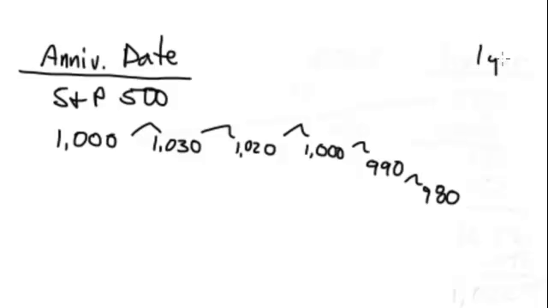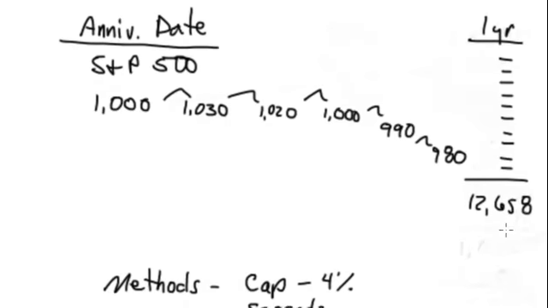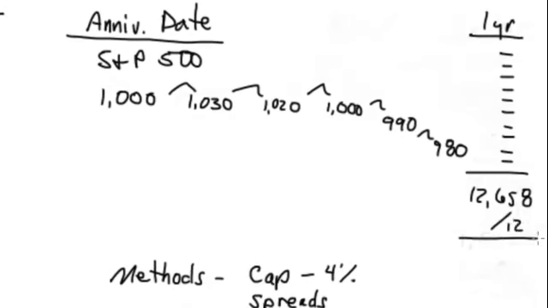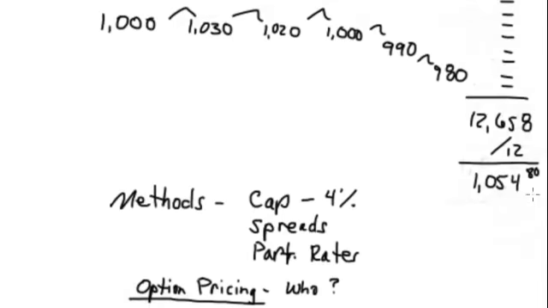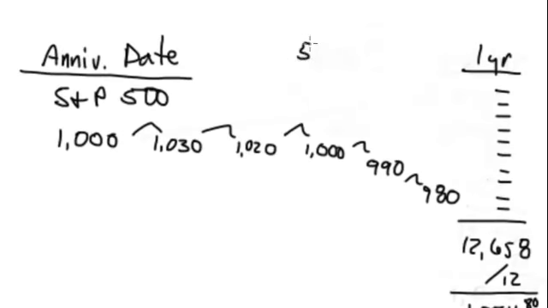And then on our 1 year anniversary, we measure all these 12 monthly S&P numbers, and I'll use an example where it adds up to 12,658. We divide that by 12, which leaves us 1,054.80, and then we have to subtract where we started. So we have 54.80 expressed as a percentage, 5.48%. So that would be what we are credited with, 5.48% for that year.